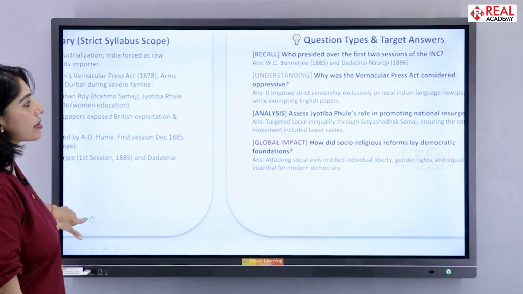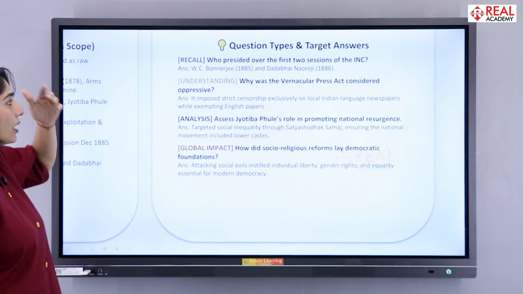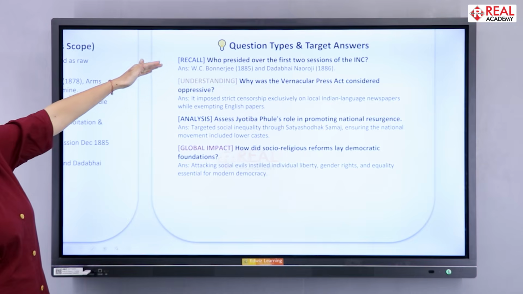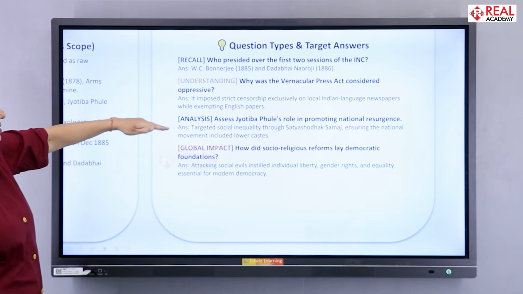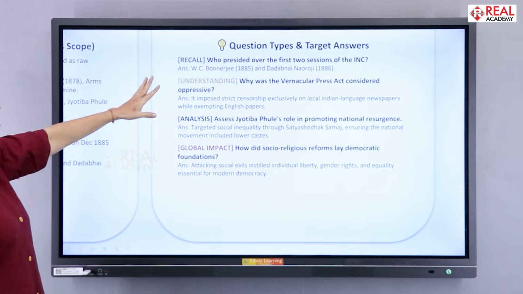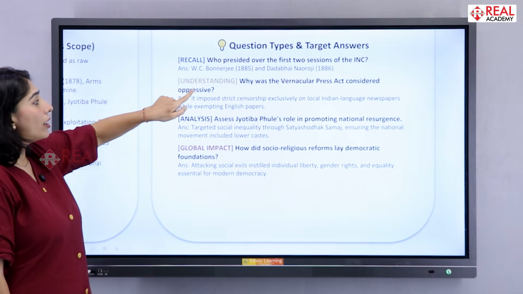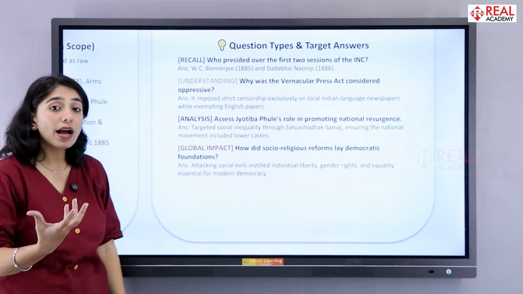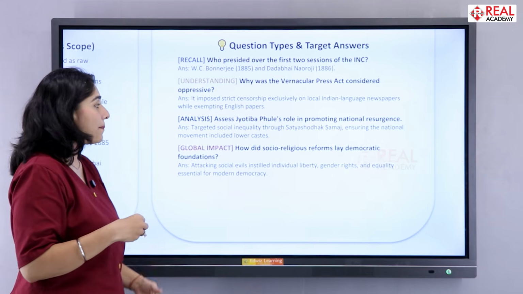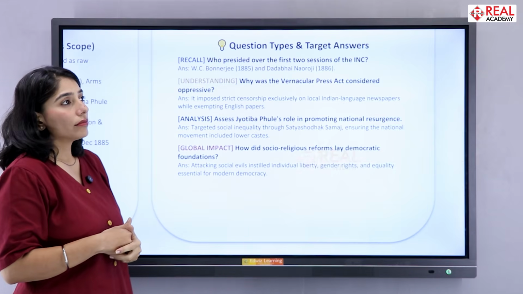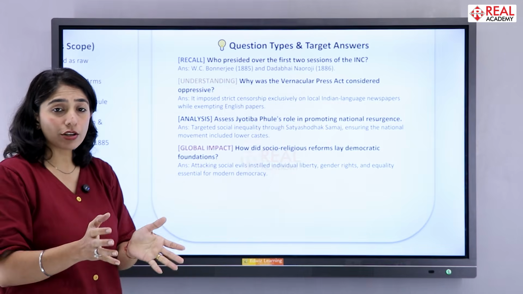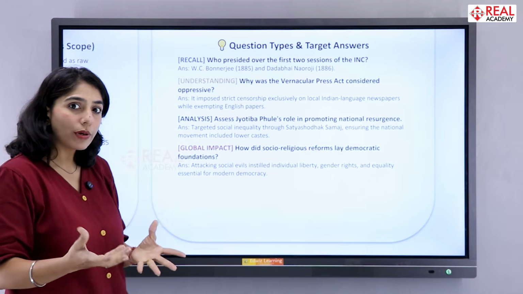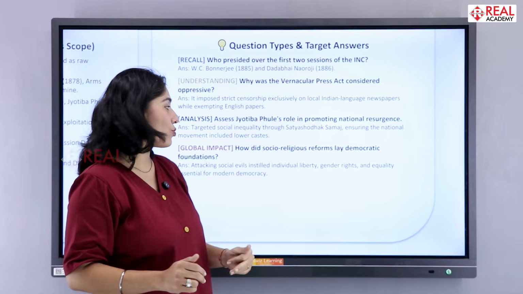What type of questions can we expect here? Again, the flow of the question remains the same. You have recall, understanding, analysis, and global impact. Recall again starts with who. Your understanding starts with why. Your analysis, when you come up with additional, your analysis on that particular topic there. All right. And global impact, how would you react if you were put into that situation there?